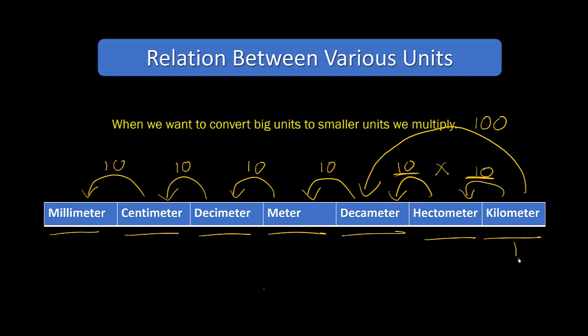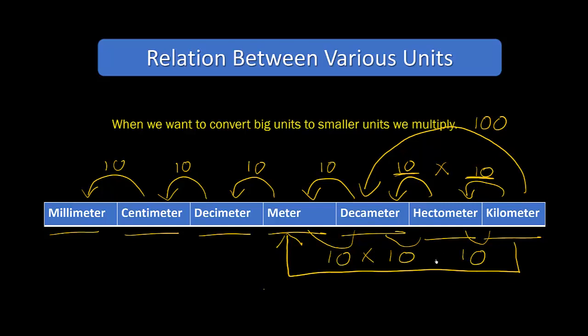Now, what if I want to convert a kilometer to a meter? Well, in this case, if I want to convert kilometer to hectometer, or a hectometer to decameter, or a decameter to meter, they all carry a tens unit. So I'm just going to have to multiply 10 multiplied by 10 again. So that means it's going to be 1,000.